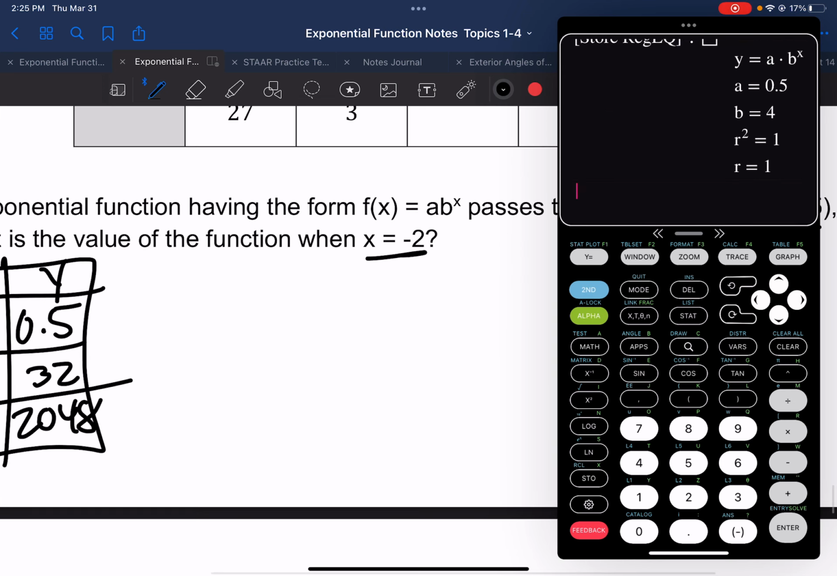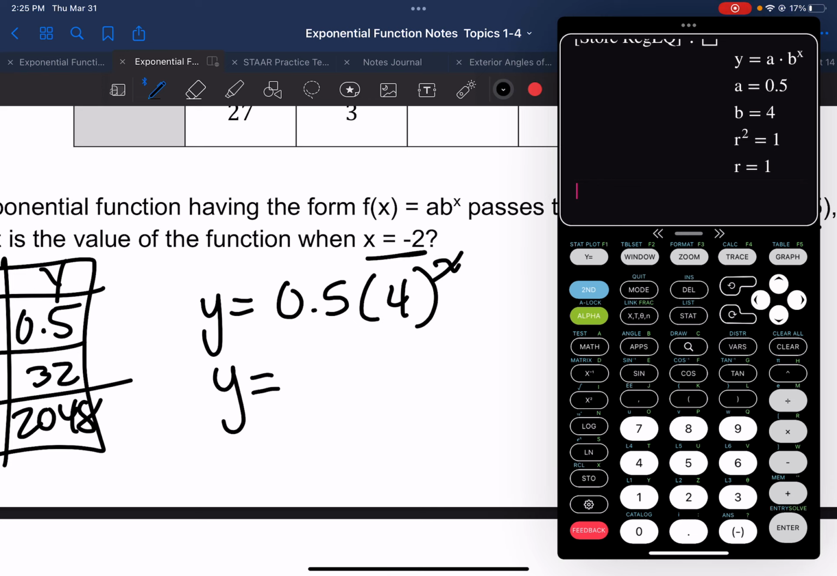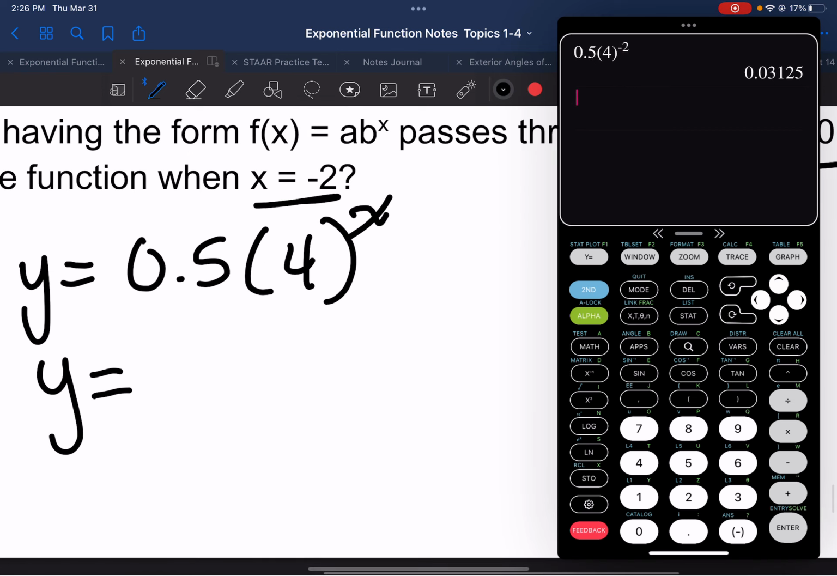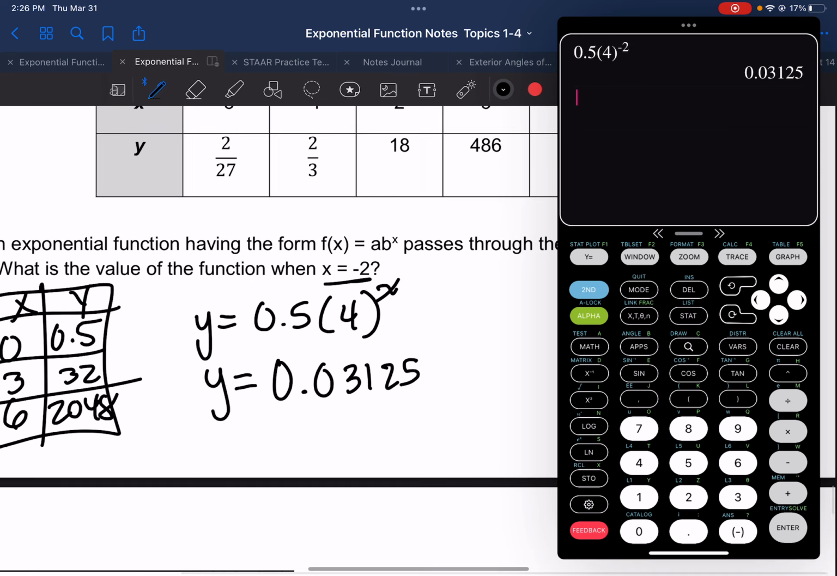I have y equals 0.5 parentheses 4 to the power of x. Take that bad boy, plug in -2, and see what you get. All right, second quit, clear. All right, 0.5 parentheses 4, bam, to the power of -2. All right, 0.03125. That's it. That's all you're doing today, guys.